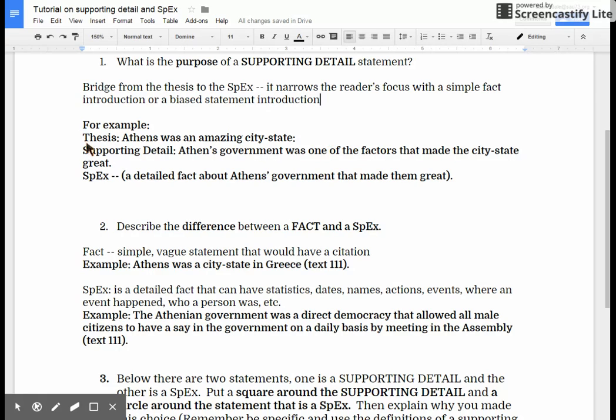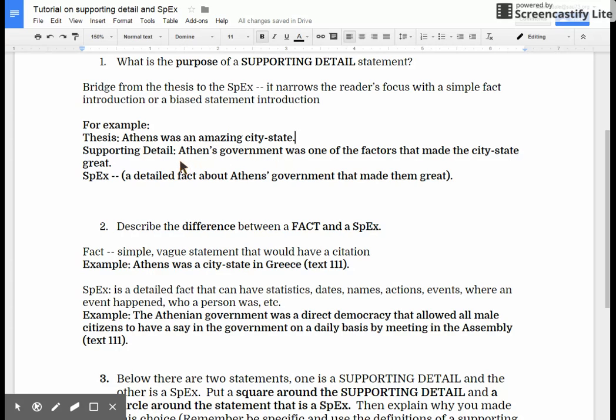So say, for instance, you're writing an essay and one of the focuses of your essay is Athens was an amazing city-state. This thesis is an overarching argument. It has opinion because I put the word amazing in, but it's very broad. There's so much that you can say about a city-state that would prove that it's amazing. So what a supporting detail does, imagine like a funnel. The thesis is at the top and the funnel of the supporting detail narrows the reader down to something that you're going to talk about to prove that Athens was an amazing city-state.